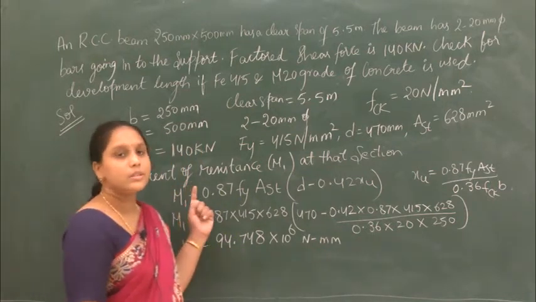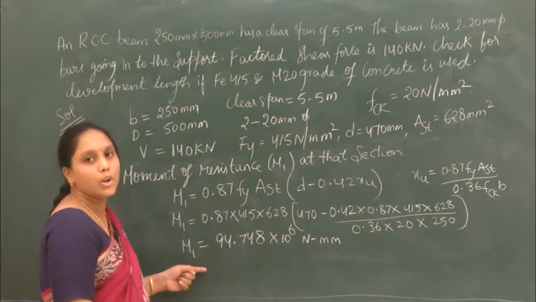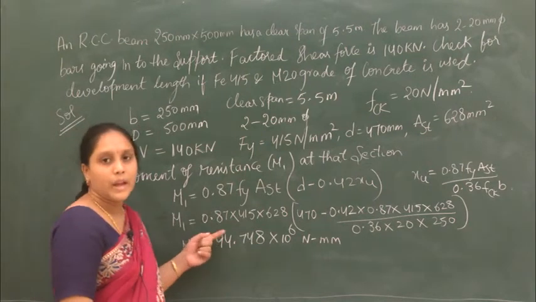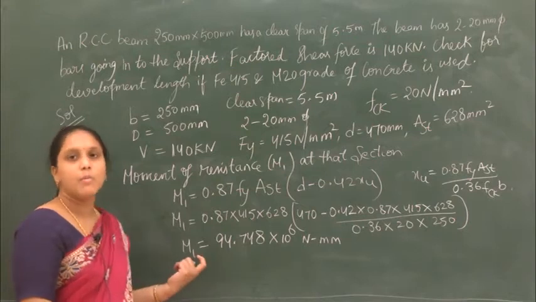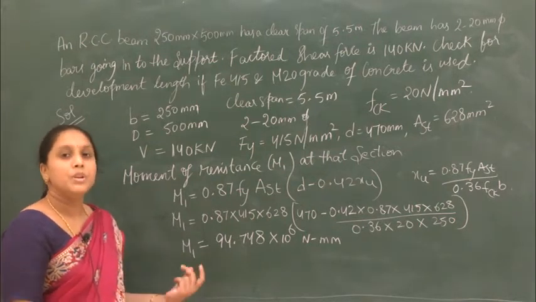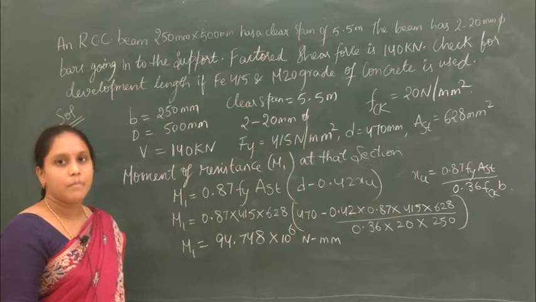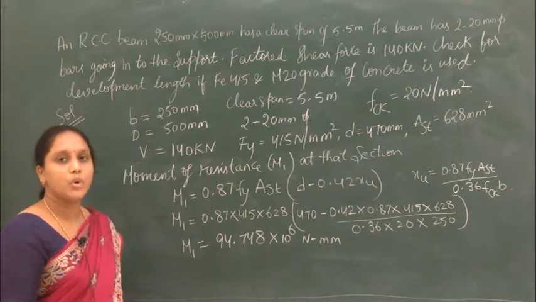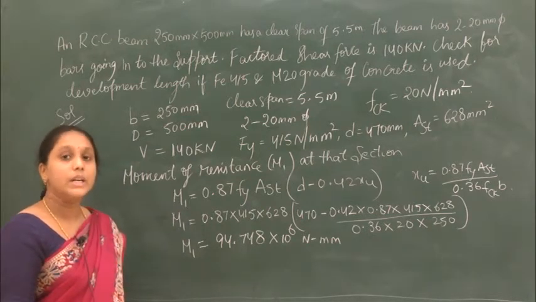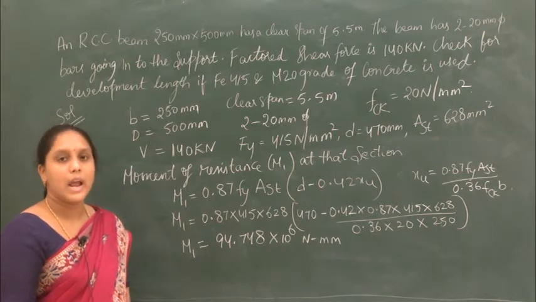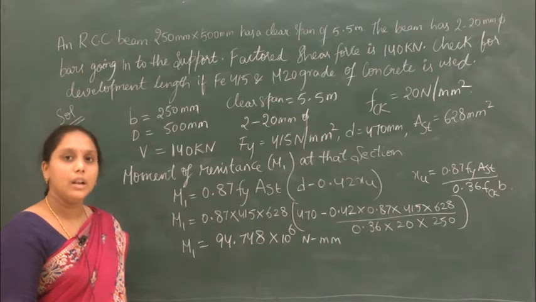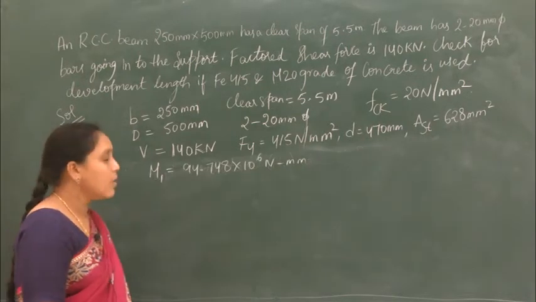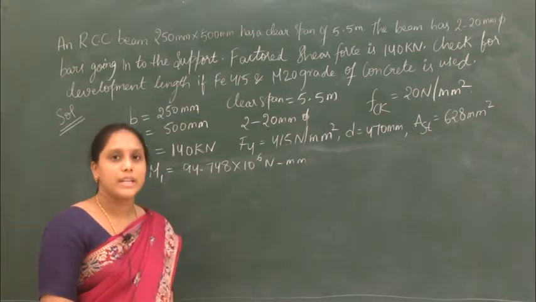So this is going to be the moment of resistance M1 at that section. Now what? We have calculated the moment of resistance M1. So in the development length, what is the next step? What we have to do? We have to calculate the development length, LD. So how is the development length denoted? It is denoted by LD. So now what we have to calculate? We have to calculate the development length LD.